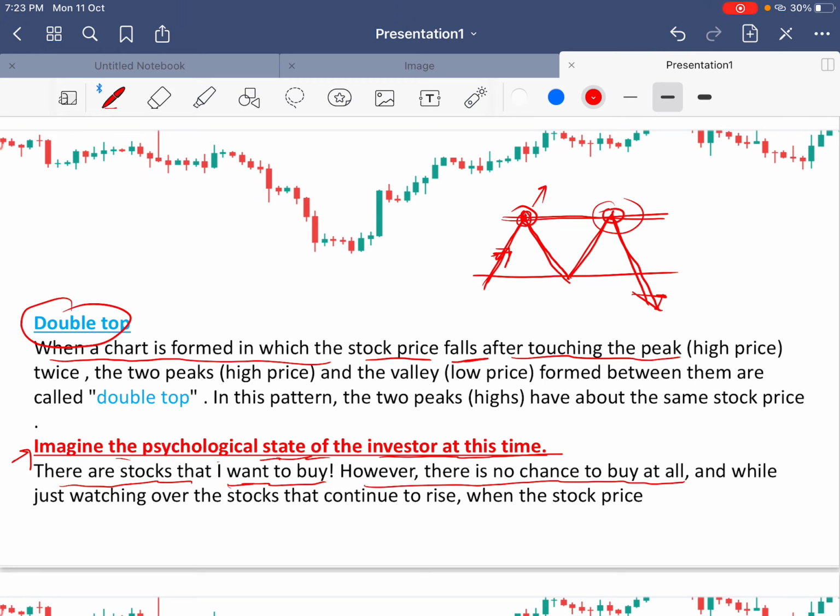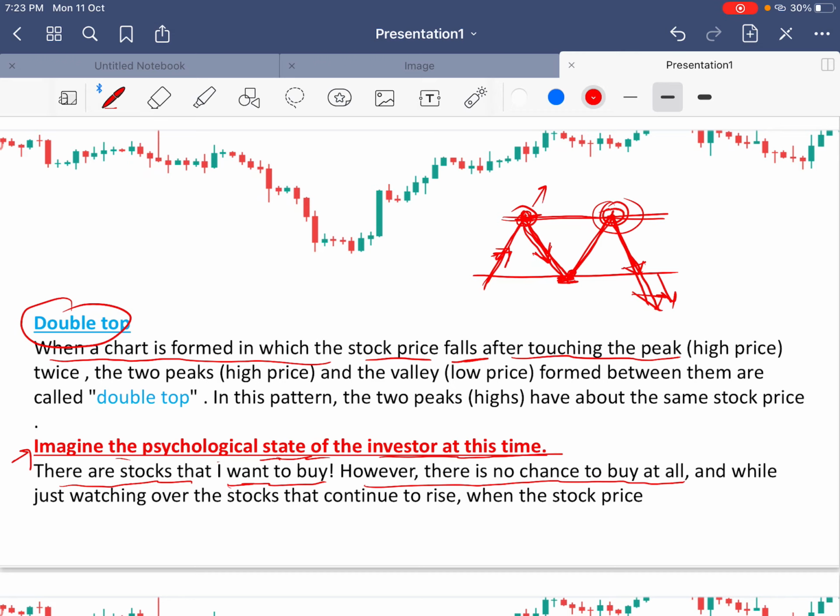move up. But at the same time, sellers got activated and pushed it back to this lower level, and after this level the buyers again start to buy this stock, and it hits the same level again, and again the sellers got activated and pushed the stock to a lower level. So you can see that this is also a trend reversal pattern after the bullish trend.